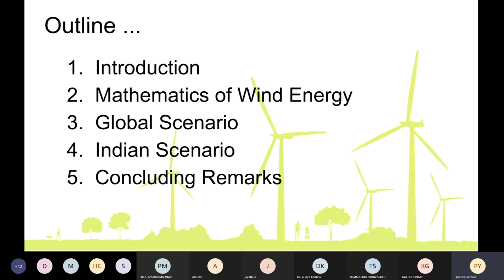This is the brief outline: introduction, mathematics of wind energy, global energy scenario, and Indian scenario. Now, the topic of mathematics of wind energy is usually not covered, so that's something interesting. It's a kind of application of mathematics to the field of wind energy. It will be quite interesting, so I thought I would incorporate it, and that's why I've included it.